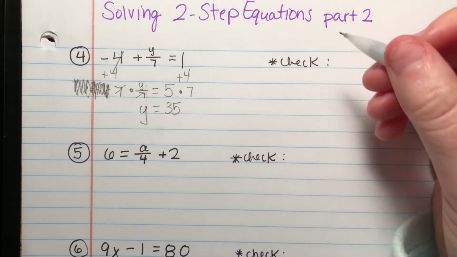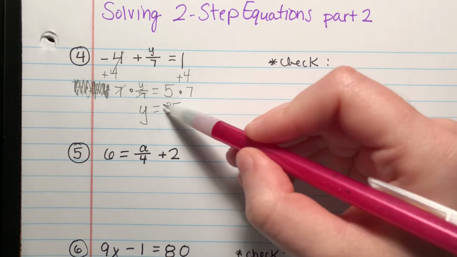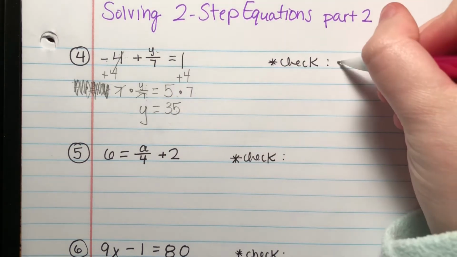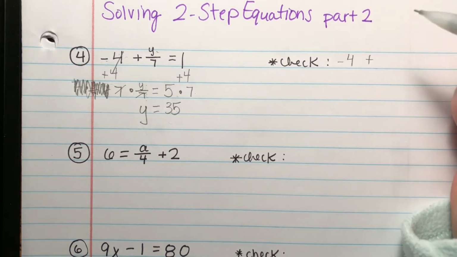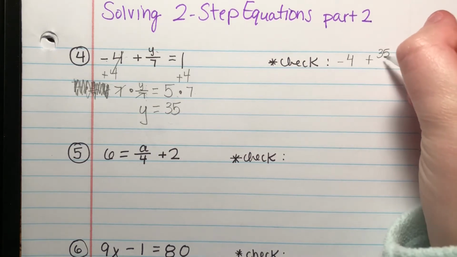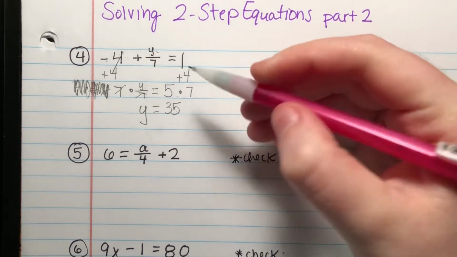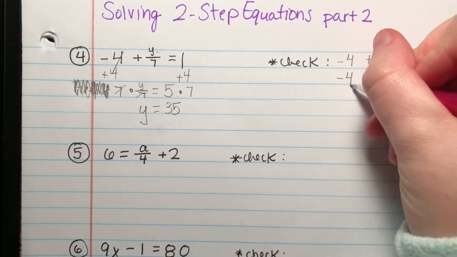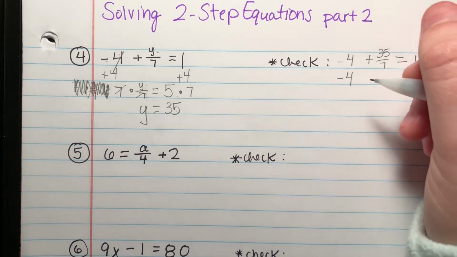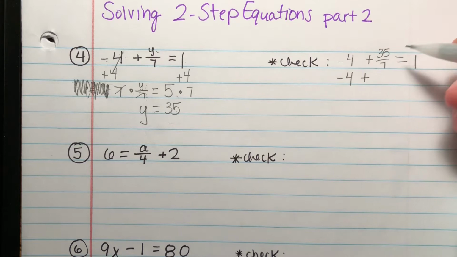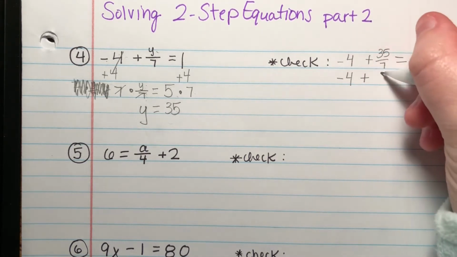Now, if we were to check this problem, I plug in what I got for my y value, for any y I see in the equation. So negative 4 plus y over 7, so 35 over 7 equals 1. I have negative 4. Remember my order of operations when I'm simplifying. So plus, what is 35 divided by 7? That is 5.